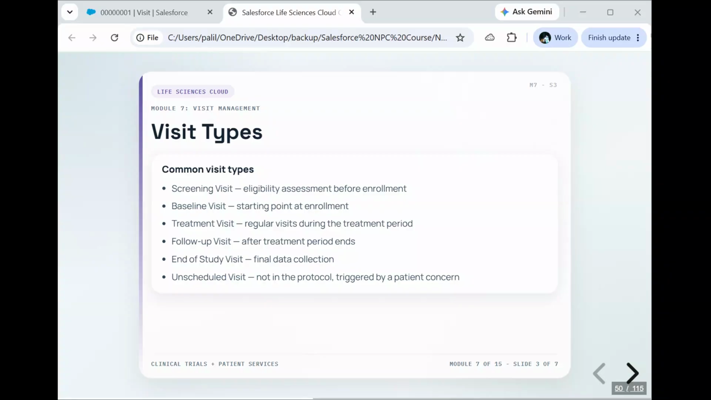The end of study visit is the final scheduled contact, and unscheduled visits can happen at any point if the patient has a concern or an adverse event that needs evaluation.